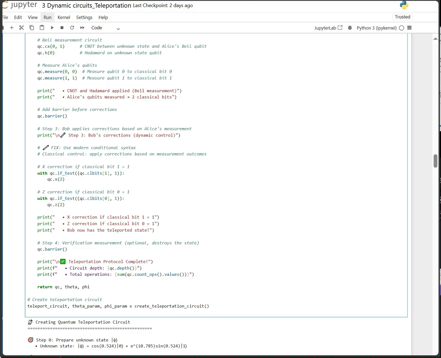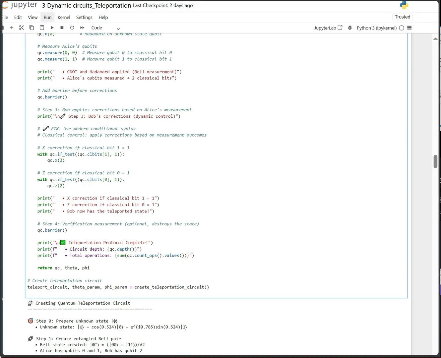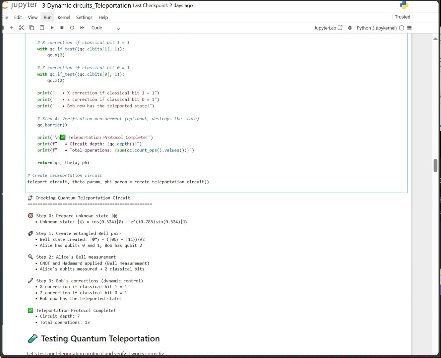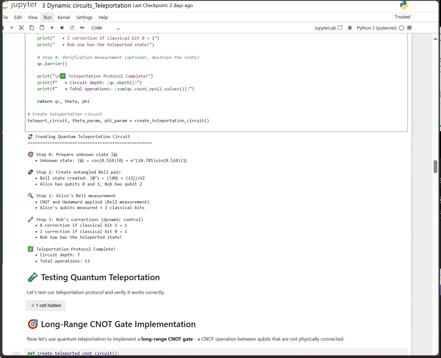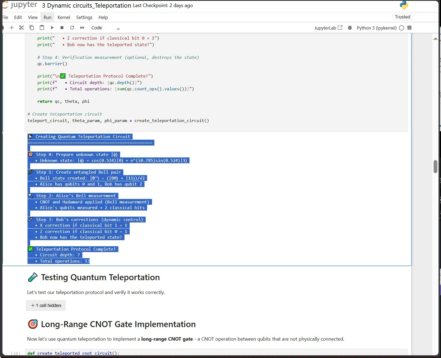And it's just because we destroy the qubits, we get some information, and with that information we can correct the entangled qubit, and then we have a verification measurement, which is optional and is going to destroy the state. But for our case, it's just to check the results, right? Here I've summarized all the steps that have been done there.